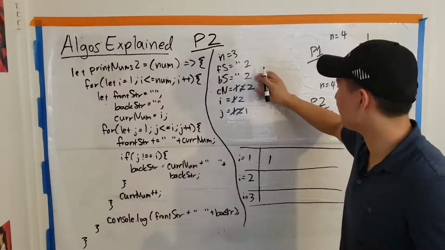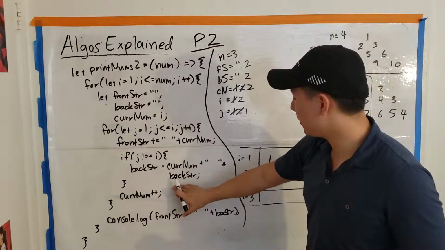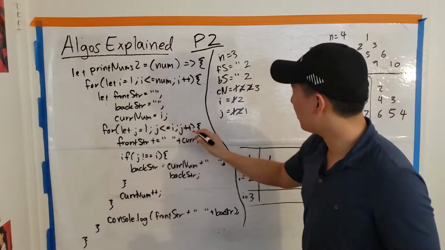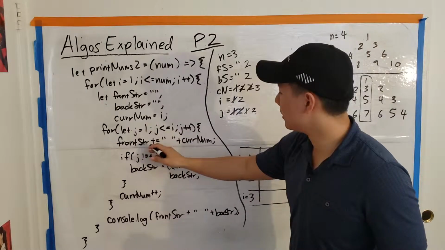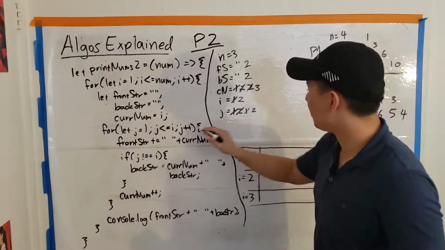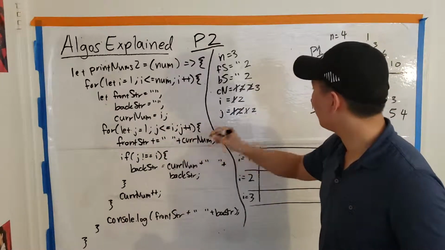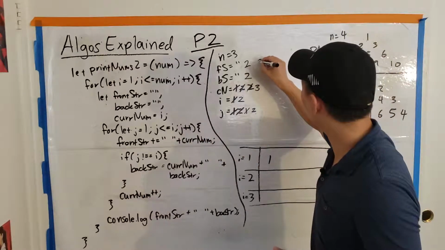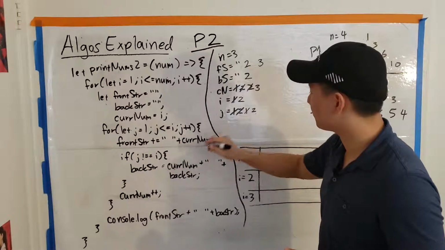And we'll see how the back string gets built starting from pretty much this case right here. Current num gets incremented to a 3, and now j gets incremented to a 2. We go to the loop again, 2 less than or equal to 2, that works. Front string, we add that current num, so we add a space and a current num, so pretty much like that. J does not equal to an I.